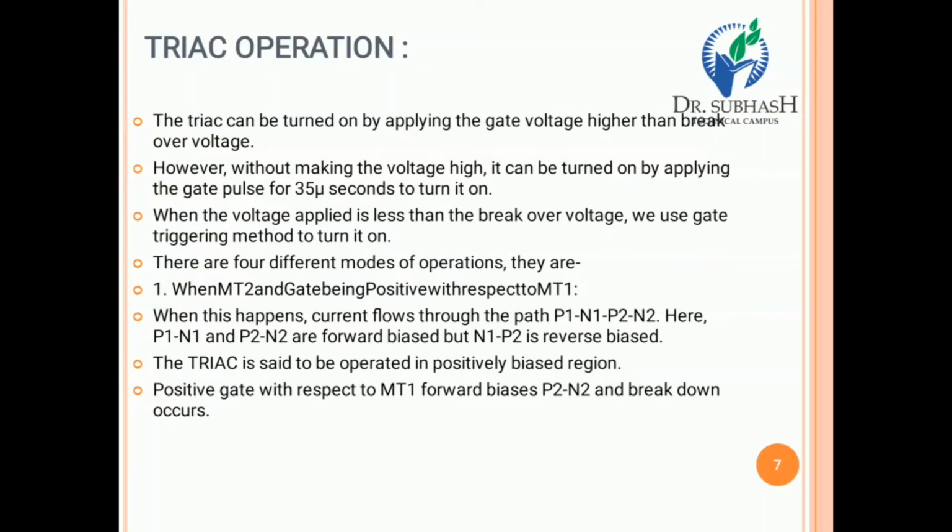MT2 and gate terminal both are positive with respect to MT1. That is the first case. What happens in this way? The current flows through the path P1, N1, P2 and N2. Here P1-N1 and P2-N2 are forward biased, but the junction N1 and junction P2 are reverse biased, right?